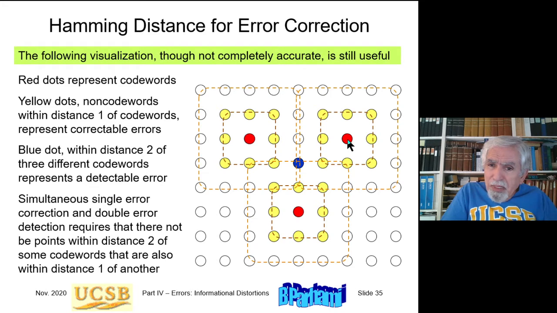But with distance 2 in this example, 1, 2, 1, 2, 1, 2, there's a shared data word that is distance 2 from all three of these. So if you happen to get this incorrect data word, you won't know what the correct value is. So you have just detection for that one, not correction capability.